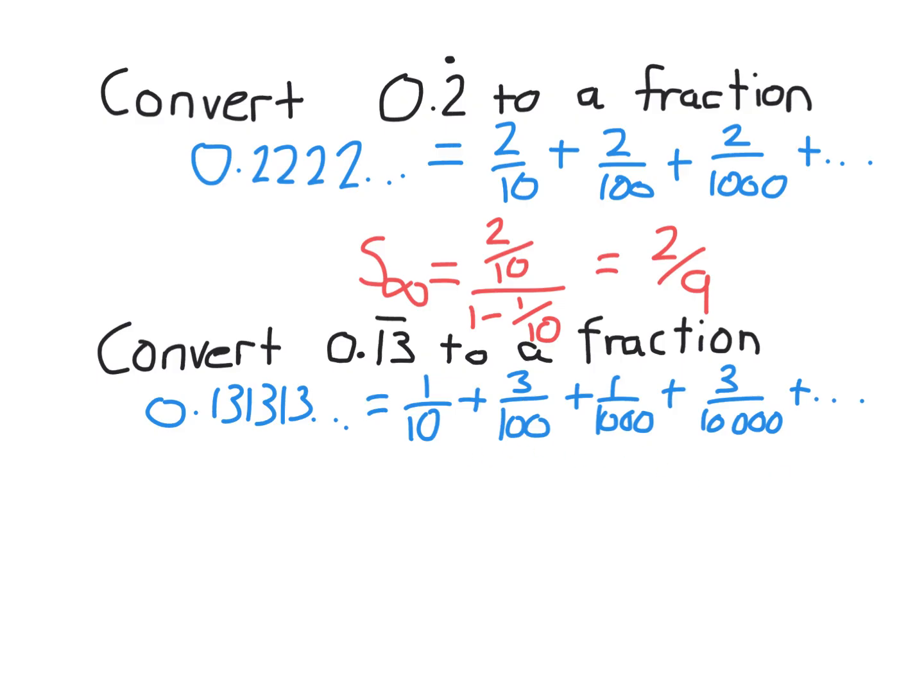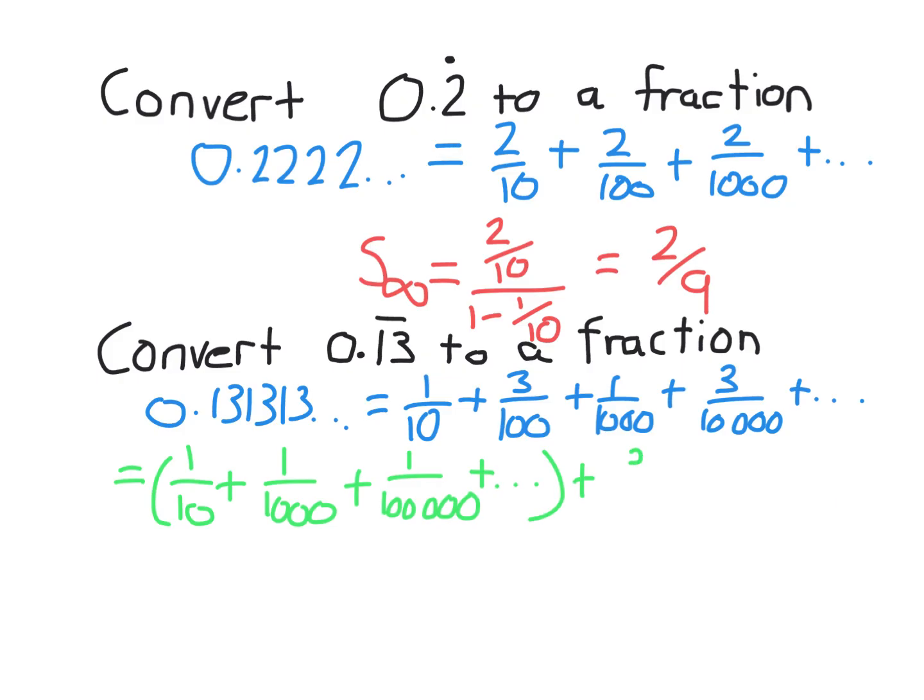However, we can decompose this into 2 geometric series. If I put all the ones together, there's a 1 in the tenths column, a 1 in the thousandths column, and you can probably guess the next one will be in the 100,000ths column. This here in green is a geometric series. Similarly, if I put all the 3's together, 3 over 100 plus 3 over 10,000, and so on, it is also a geometric series. So what I'm going to do is calculate the first bracket and the second bracket.